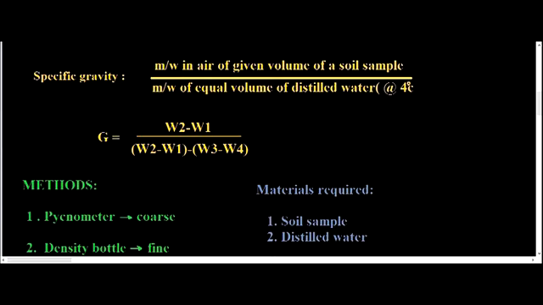Now before going to the video, let's just take a look at what specific gravity means. By definition, it is the ratio of mass or weight in air of a given volume of a soil sample to the mass or weight of equal volume of distilled water at 4 degrees centigrade, which corresponds to the equation G equals (W2 minus W1) divided by ((W2 minus W1) minus (W3 minus W4)).